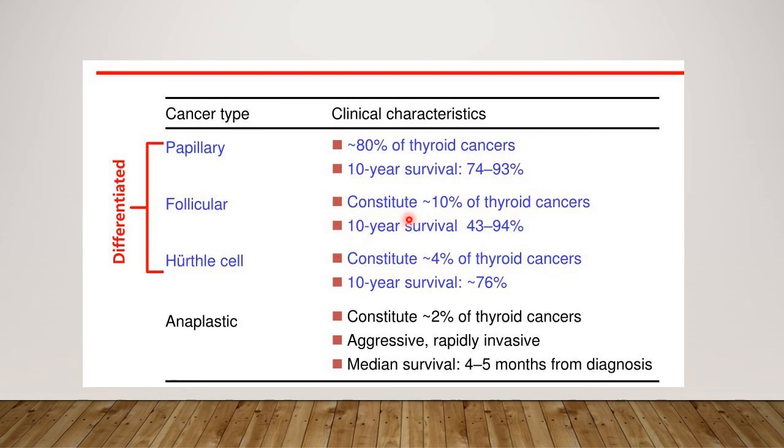Follicular carcinoma, which consists of about 10% of thyroid cancers, has a 10-year survival rate of 43 to 94%. Its Hürthle cell variant, which constitutes about 4% of the thyroid cancers, has a 10-year survival rate around 76%. The undifferentiated anaplastic cancers, which constitute less than 2% of thyroid cancers, are the most aggressive and rapidly invasive of the tumors of the thyroid gland. It has a median survival of 4 to 5 months from the time of diagnosis.